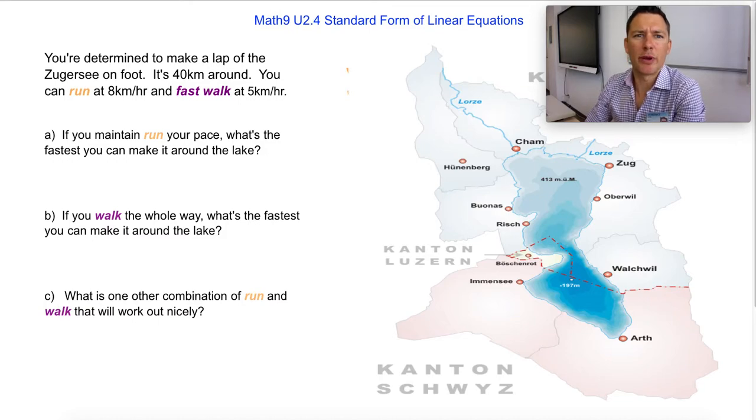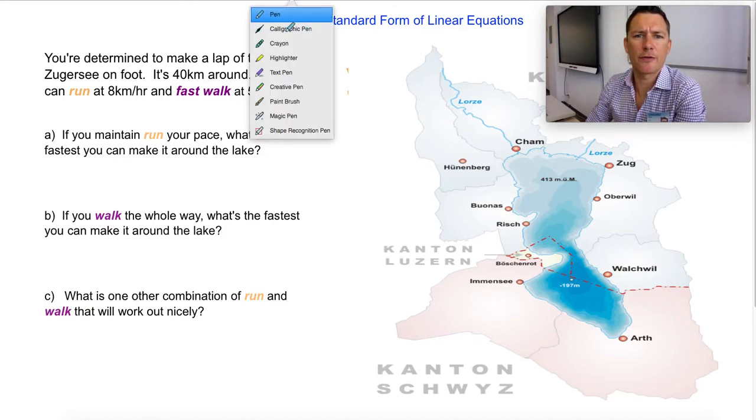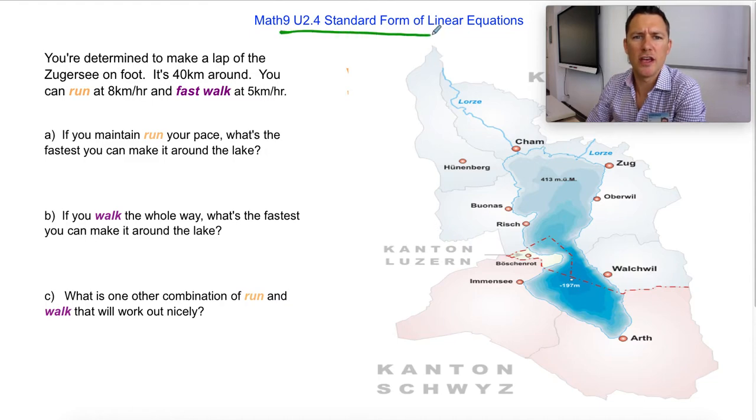All right, Yahoos, we're back with standard form of linear equations. Hopefully, we walked through this one a little bit. I'm going to show you two more examples of standard form, like how the equations work, and then we'll look at the specifics and shortcuts. But I want you to have a conceptual understanding first.